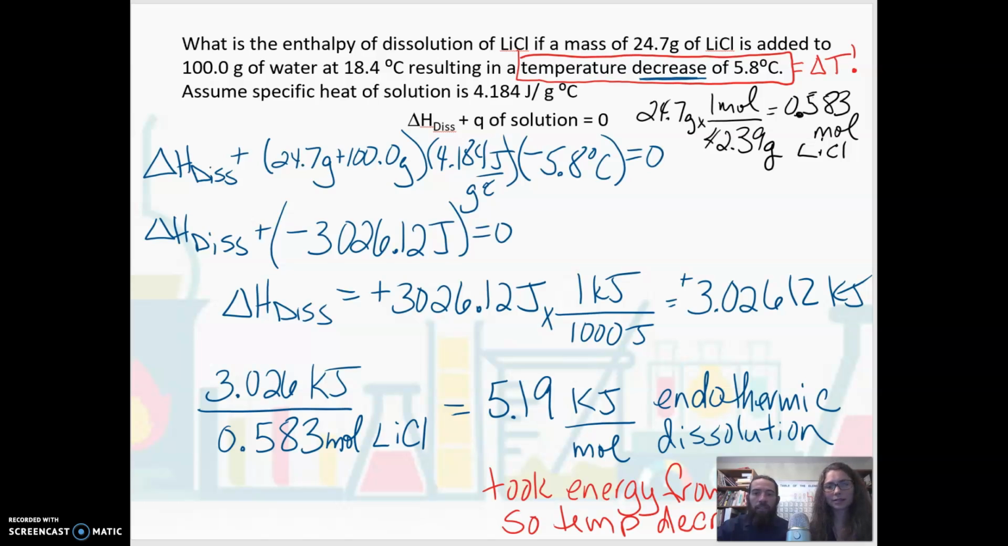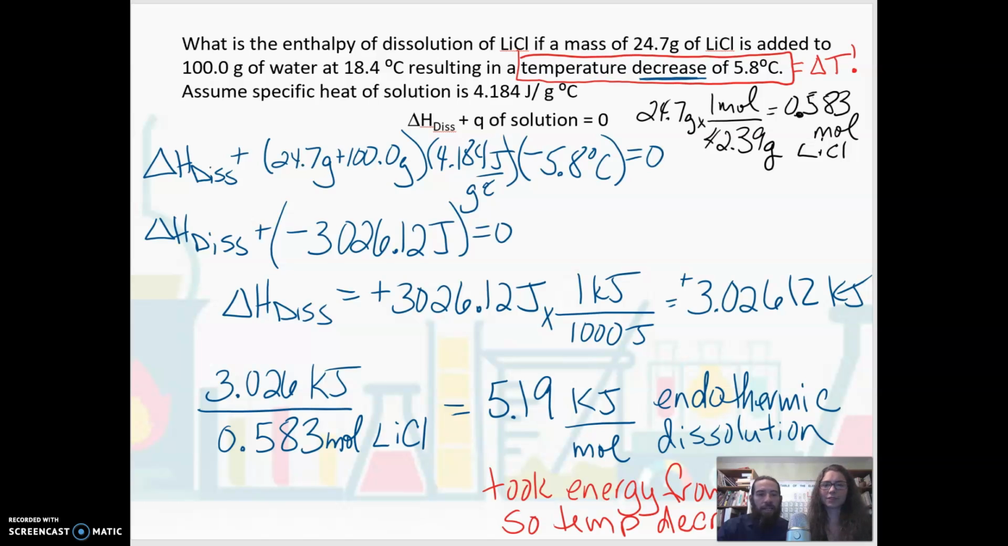And so the solution, it decreased. It gave off energy to this dissolution, which was endothermic. I see a possible problem here because our temperature decrease, our delta T, was just 2 sig figs. So I think technically here we should report that as 5.2 kilojoules per mole.